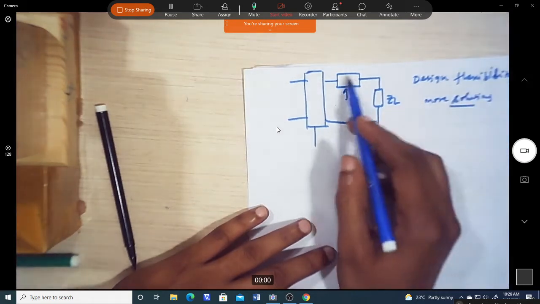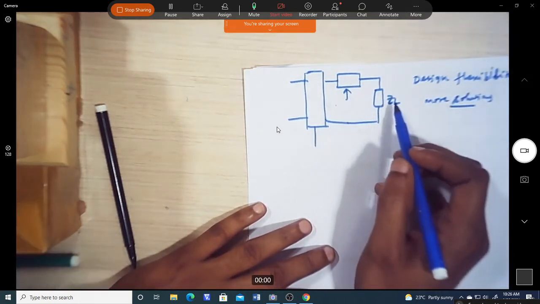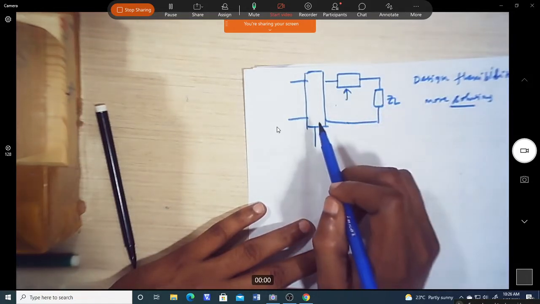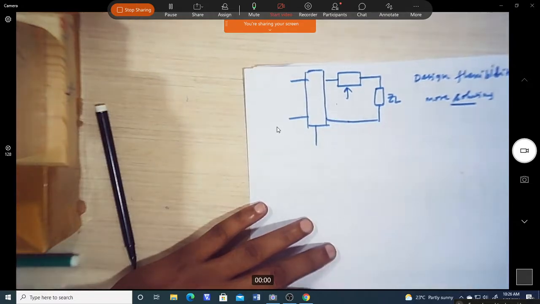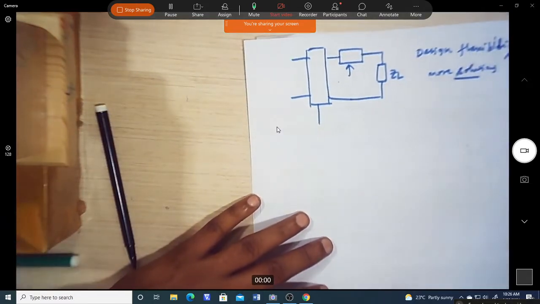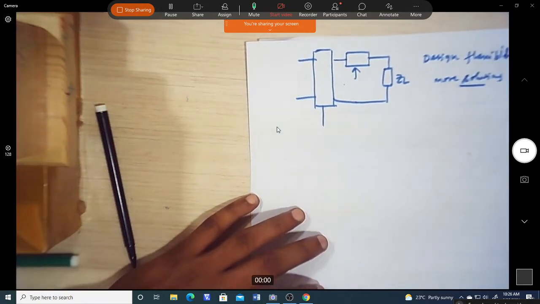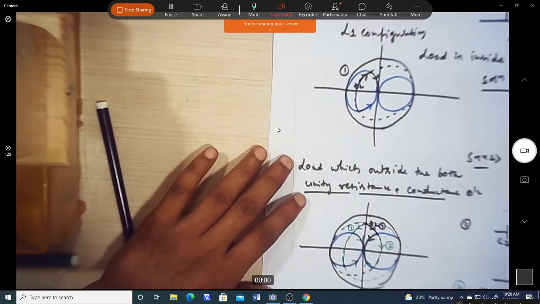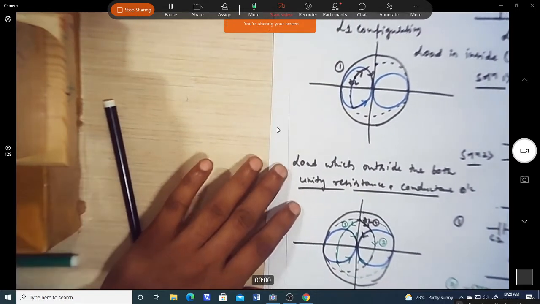Okay, so to get more solutions, first we will add some element to the load value, whether it is an inductor or capacitor. So later we will have many solutions. That is what, in practicality, gives us design flexibility. Now let us look at one problem, how we are able to find the matching network.